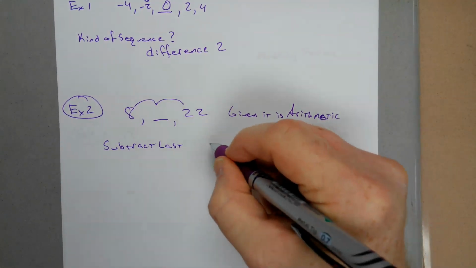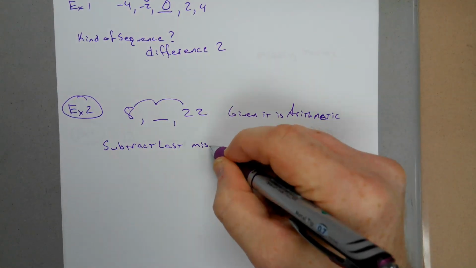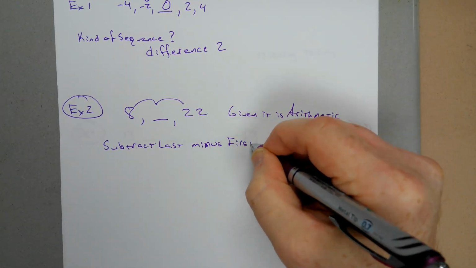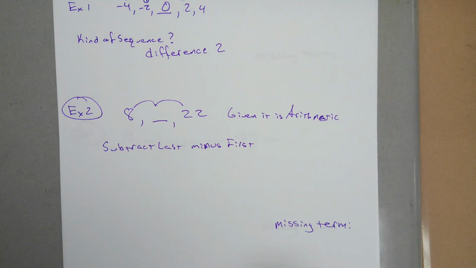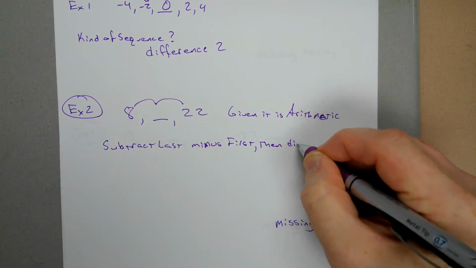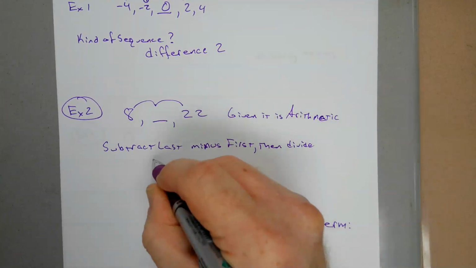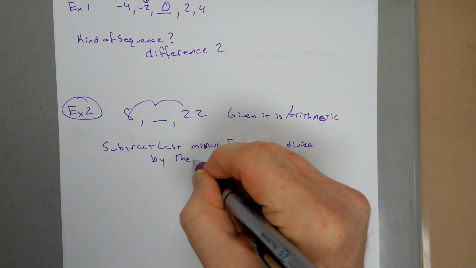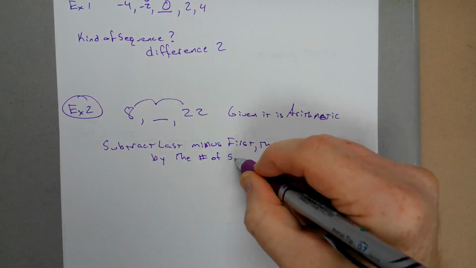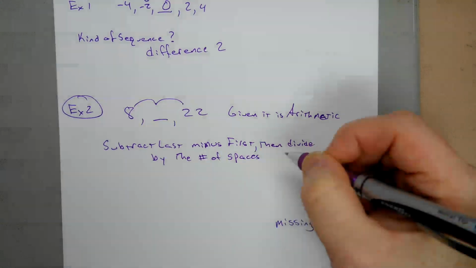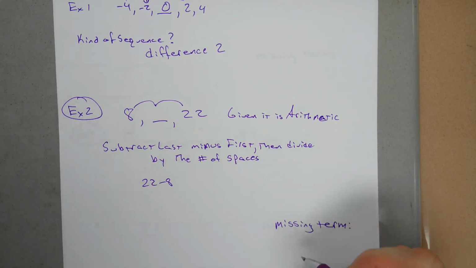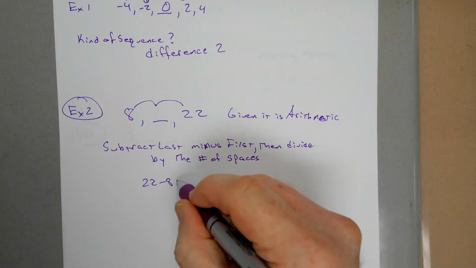the last minus the first, and then divide by the number of spaces, or skips, if you will. So I could do 22 minus 8. That gives me 14.